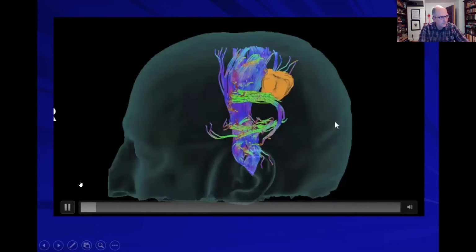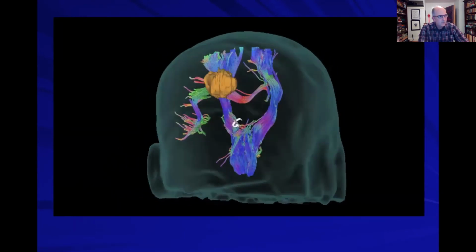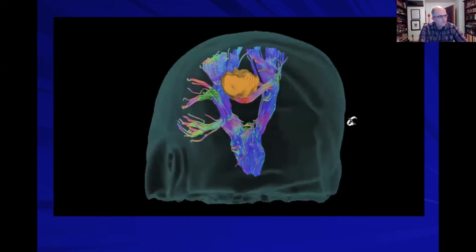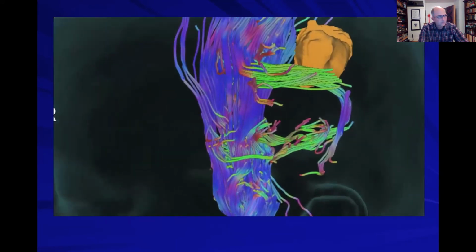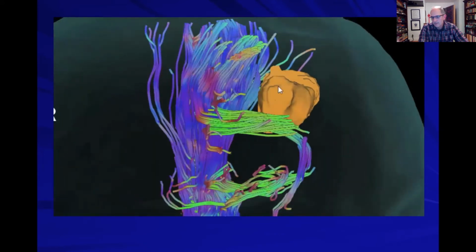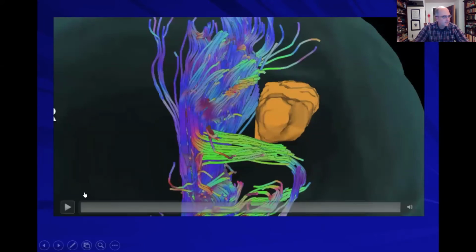So this is what this patient's tractography looks like. So again, what does the blue represent? So if somebody throw that in the chat there, the blue pathway is cortical spinal tracts. What about the green? What do you think the green represents?